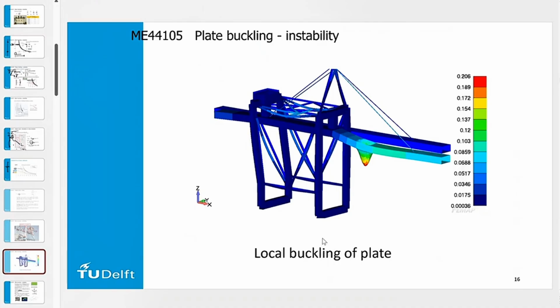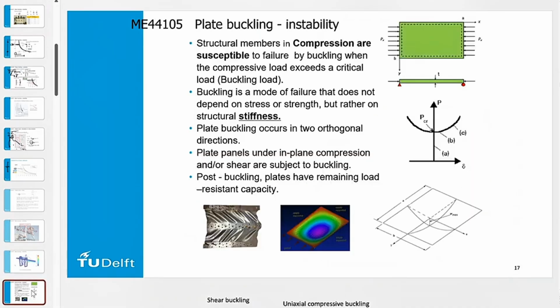If we do this one, we also skip. So this first part is on beam buckling. Now we switch to plate buckling, which is almost the same formula, but that has some distinct differences.